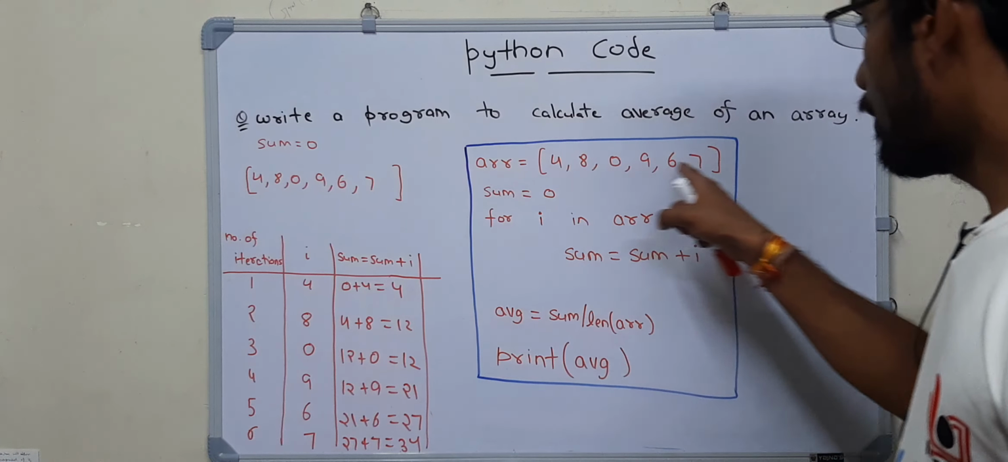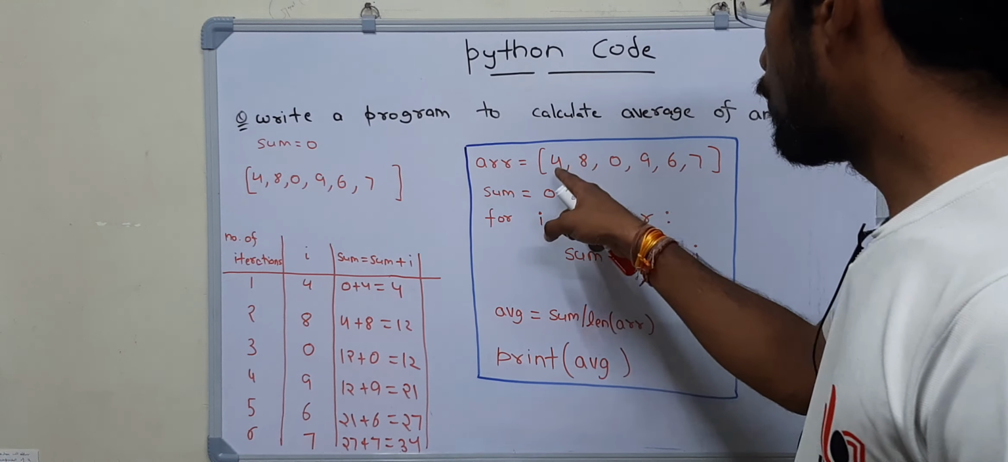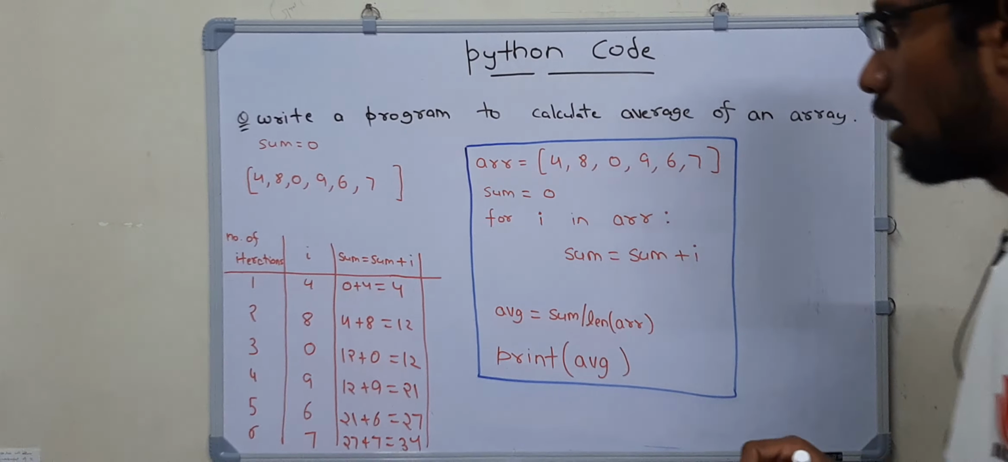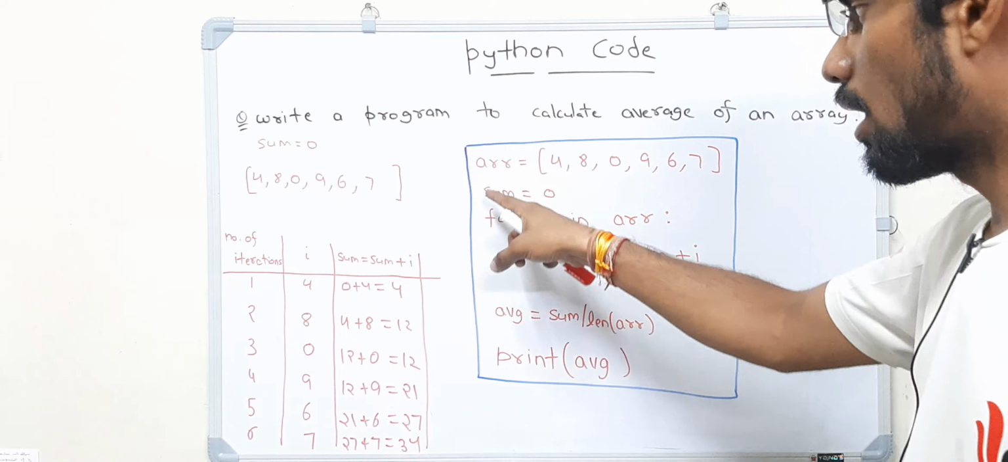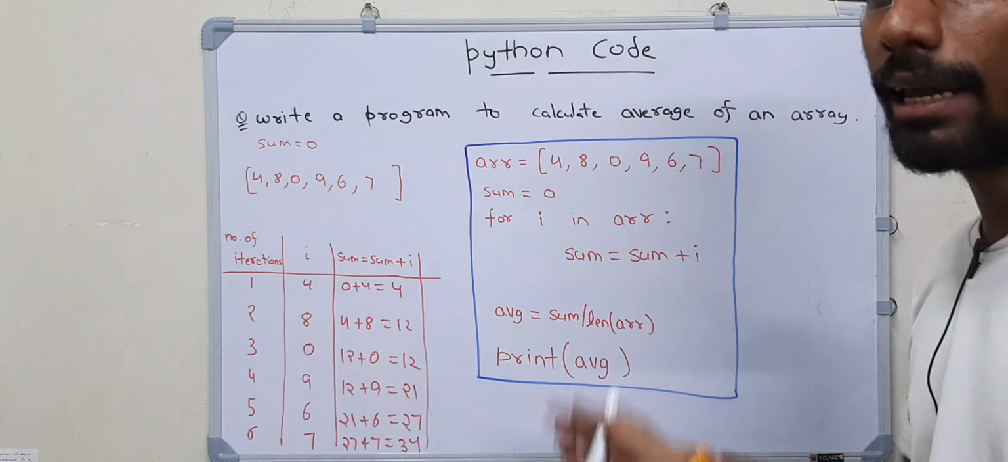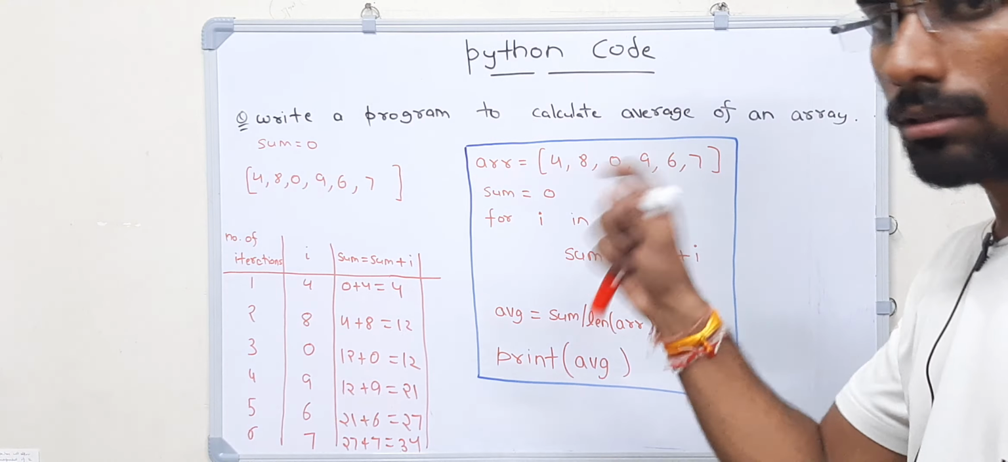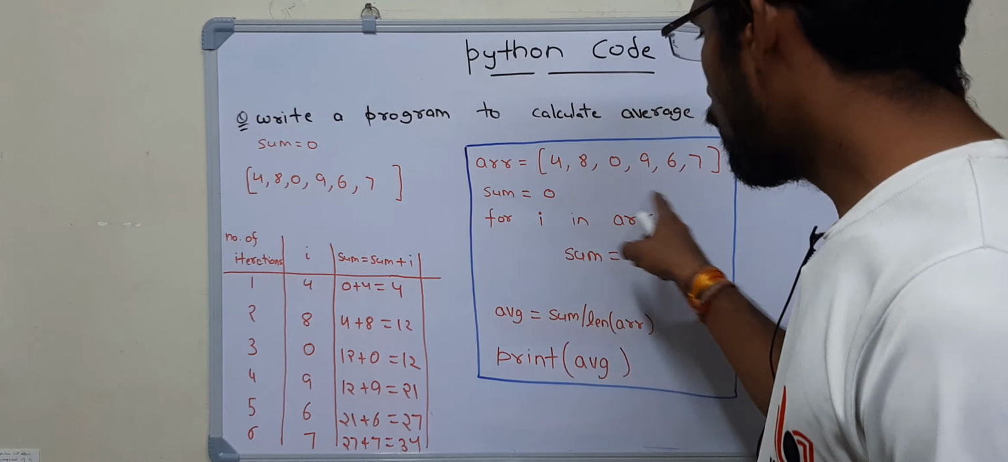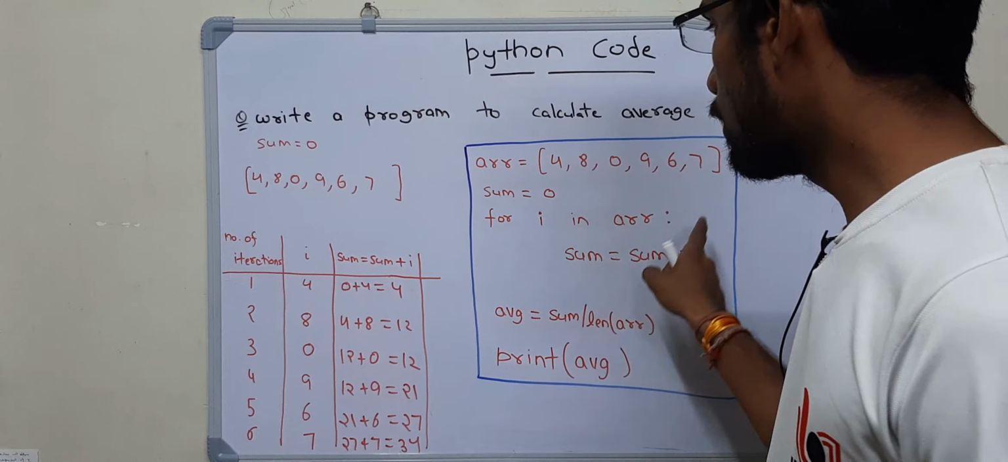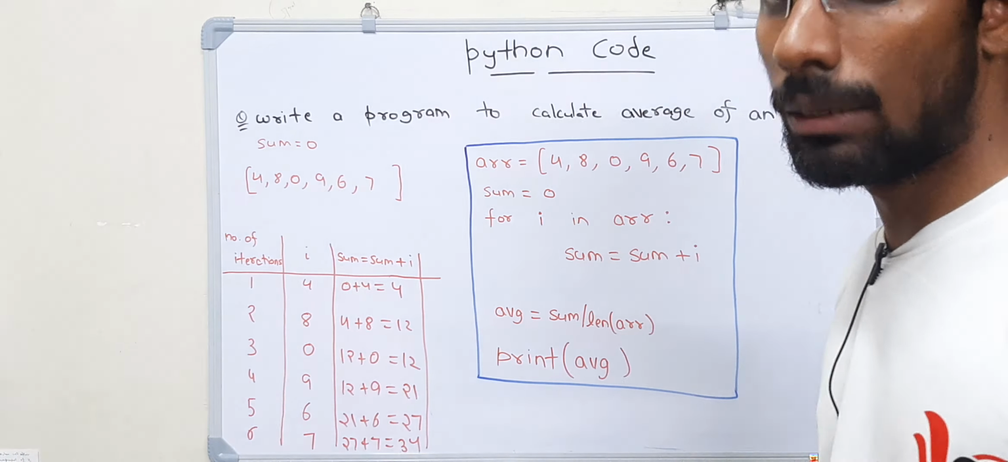Suppose this is my array having elements 4, 8, 0, 9, 6, 7. Initially I have taken a dummy variable having value 0, so that I can add the array's elements into this dummy variable. So this is my for loop, to iterate over the elements of the array.